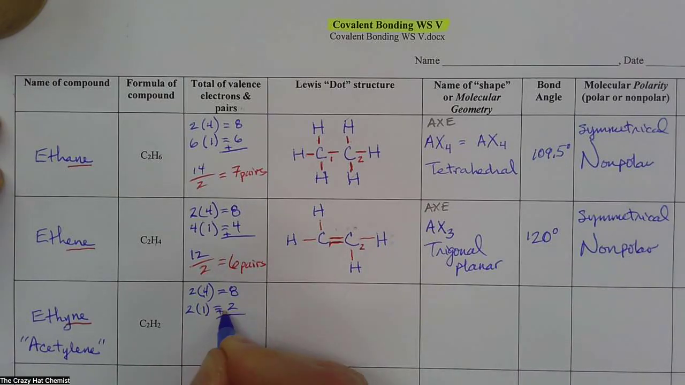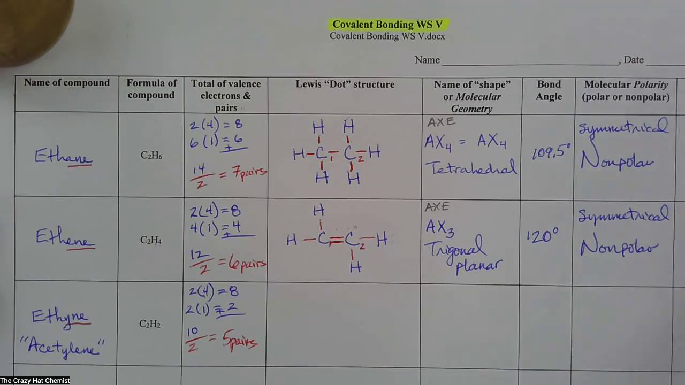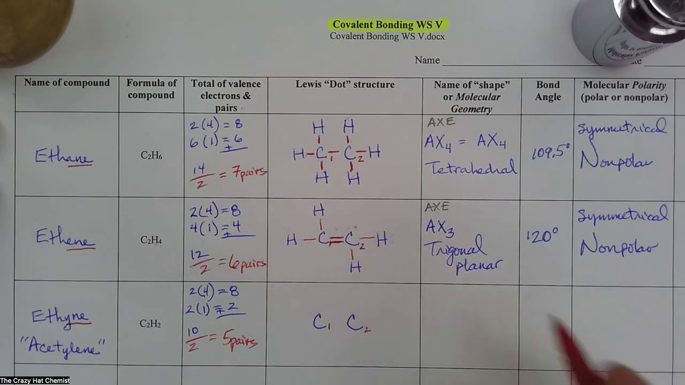It's 2. I'm going to add those up, and I'm going to get 10. And as always, I divide by 2, and that will give me 5 pairs. All right, fantastic. And just like before, we are going to set this up in a similar fashion as in the previous two, and that is that we are going to have a carbon 1 and carbon 2, apologies.